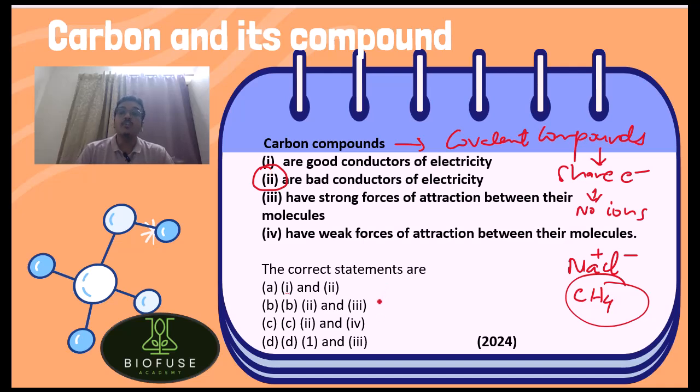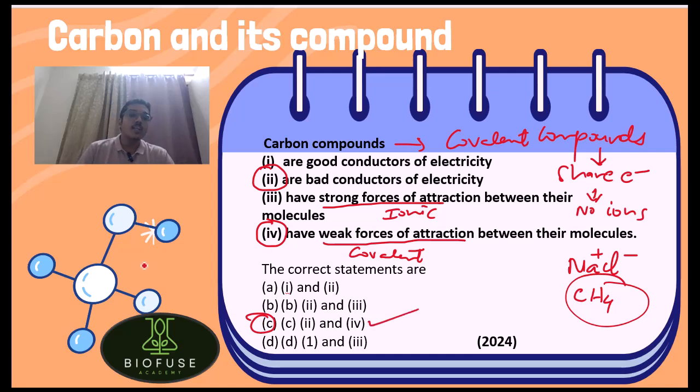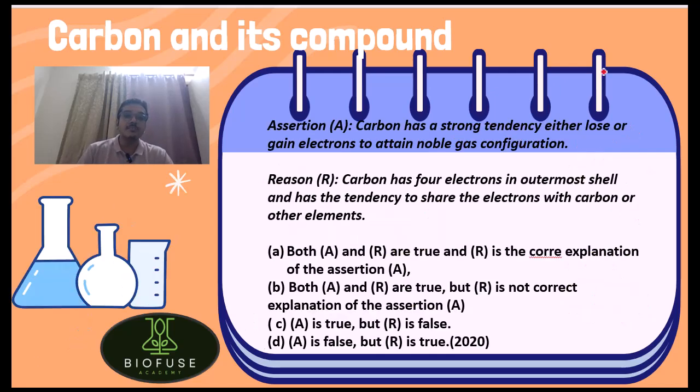Now we have to talk about the forces, strong force of attraction and weak force of attraction. Generally, ionic compounds have a strong force of attraction, whereas covalent compounds have a weak force of attraction. Carbon compounds are covalent, therefore they have a weak force of attraction. So option C, 2 and 4, is the right choice. Now let us move on with the next question.